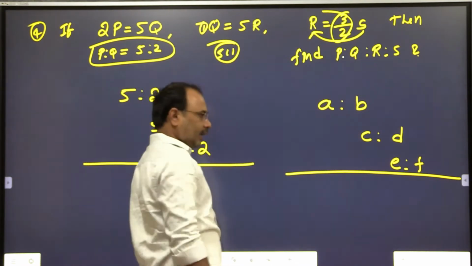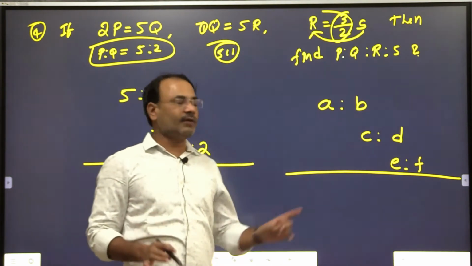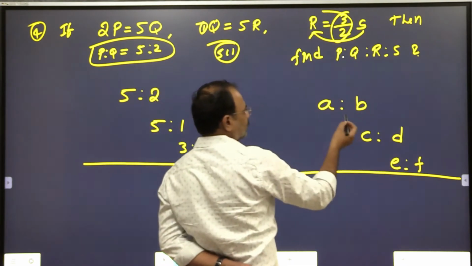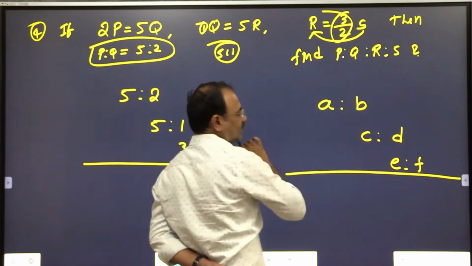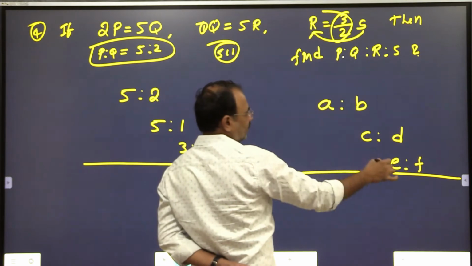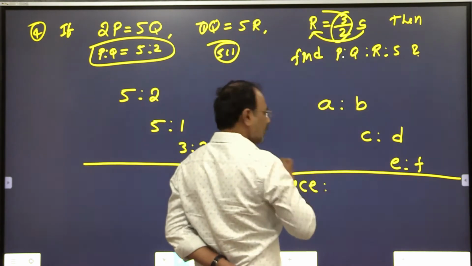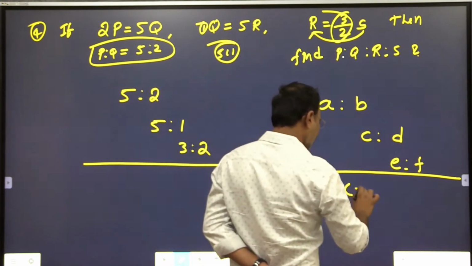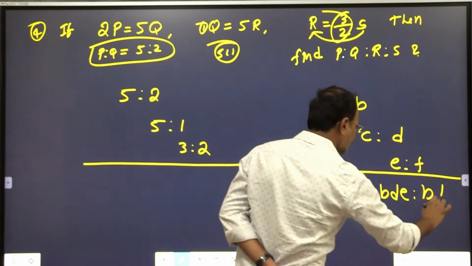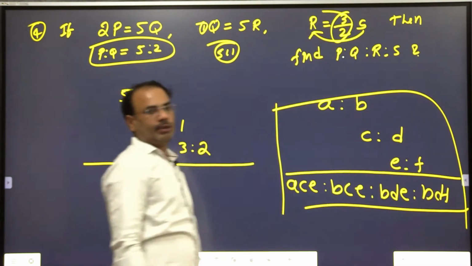In any working rule, the first term is always the product of antecedents and the last term is always the product of consequents. In the ratio A is to B, A is the antecedent and B is the consequent. In any working rule, the first term is the product of antecedents. What are the antecedents? ACE, then the second term BCE, next BDE, last term BDF. This is the working rule. You need not write anything. Do not think of it as a formula, just remember it once and leave it.